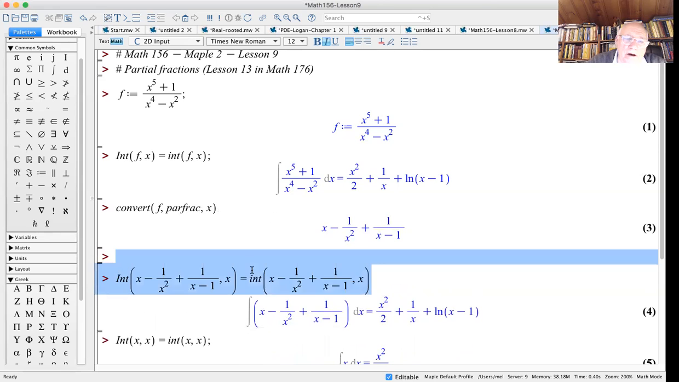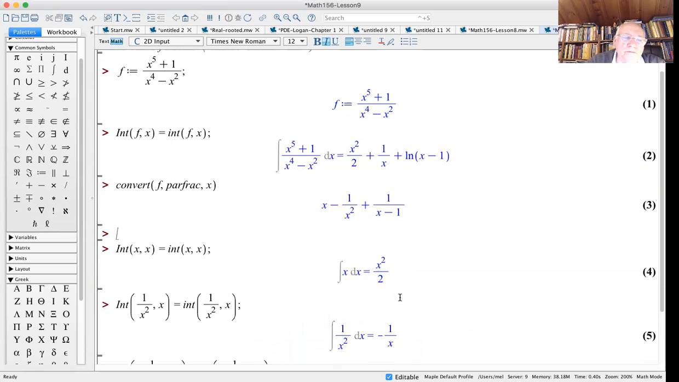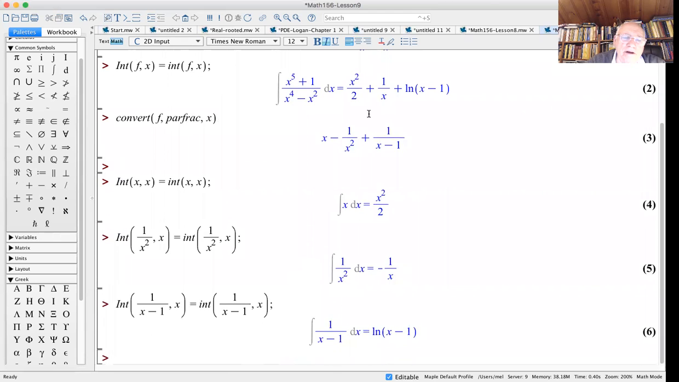But really, to see what's going on, let me get rid of this. If we integrated the first term, we would get x squared over 2. If we integrate the second term, we get minus 1 over x. If we integrate the third term, we get log of x minus 1. And these are the 3 terms. So you just see how Maple has done all this. So that's all it is. I mean, there are a lot of homework problems where you have to convert things to partial fractions. Let me just do one so you see how easy it is to do these things in Maple.